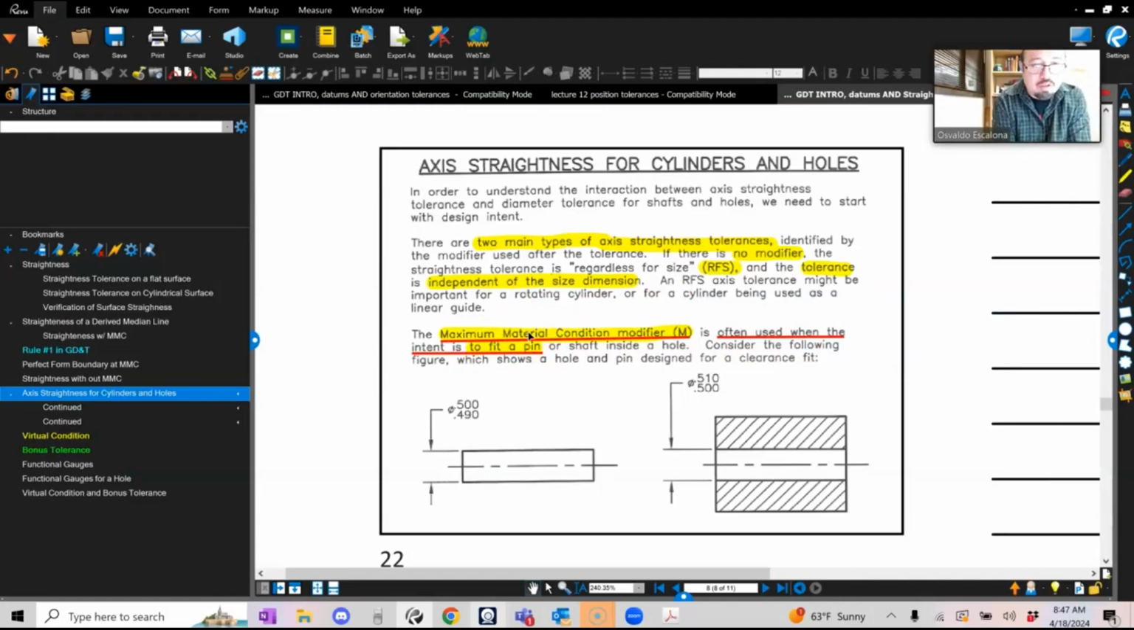Consider the following figure, which shows a hole and pin designed for a clearance fit. So this is the example. Let's say that I have a pin, and this pin has to go in a hole. If I look at the size of the pin, here I have 0.500, 0.590, 0.500, and 0.510. So I have an MMC and LMC for each of them in terms of size. The pin has to go in there, and if my part comes in at the worst size here and the worst size here, theoretically it should fit, right?